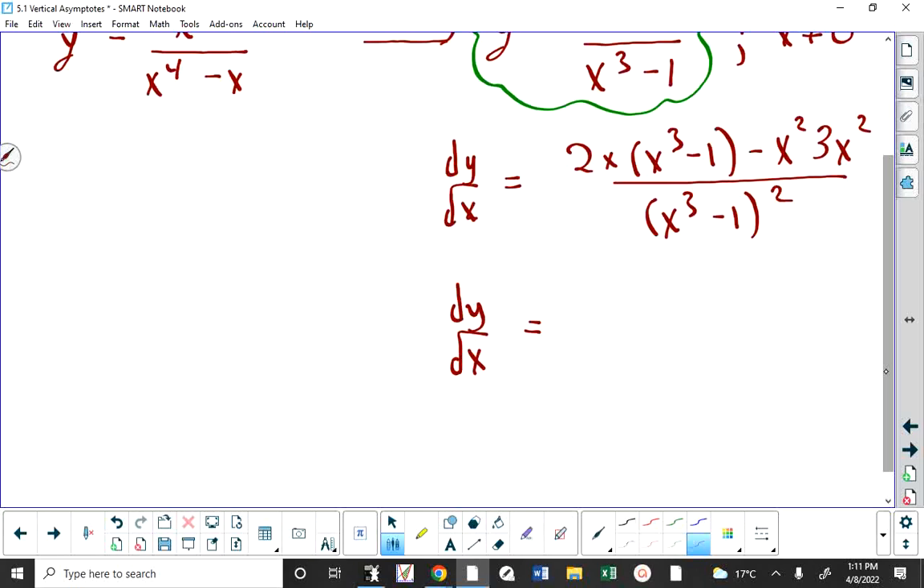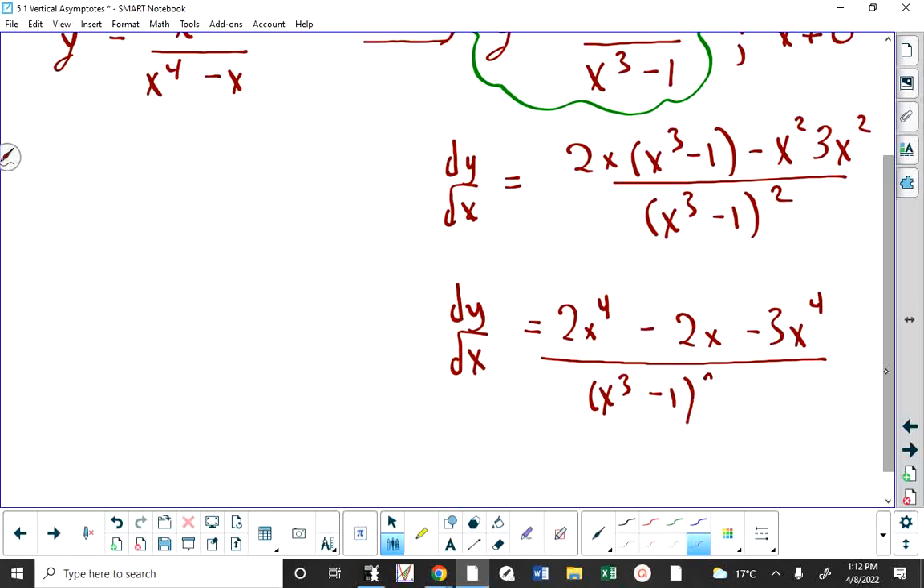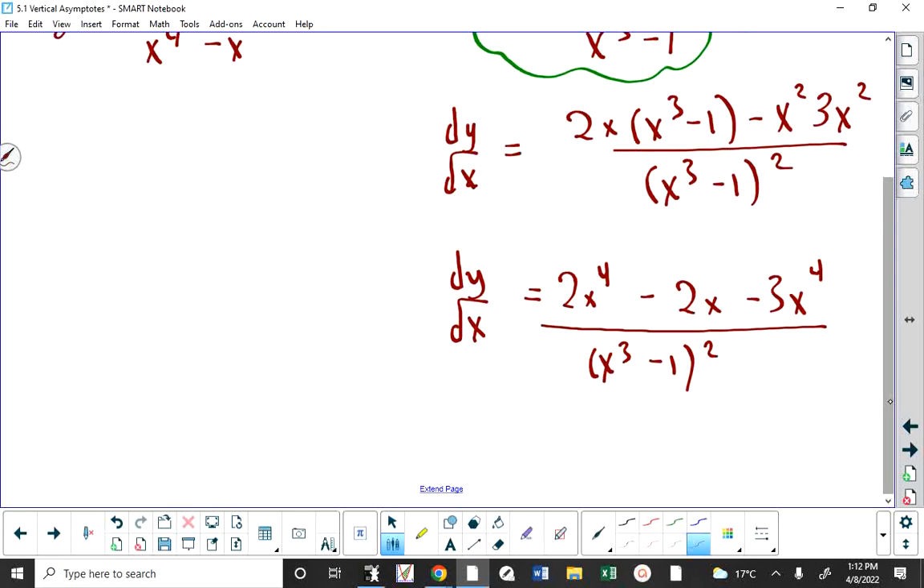If I multiply this out, I get 2x times x cubed, which is 2x to the 4. I get 2x times negative 1, which is minus 2x. And then I have x squared times 3x squared, which is minus 3x to the 4. So I get 2x to the 4 minus 2x minus 3x to the 4. And then this is over the denominator of x cubed minus 1 squared. Had you factored an x out of both terms in the numerator first, then you would have less to factor now. Okay, but because there's only 3 terms, it's very simple.